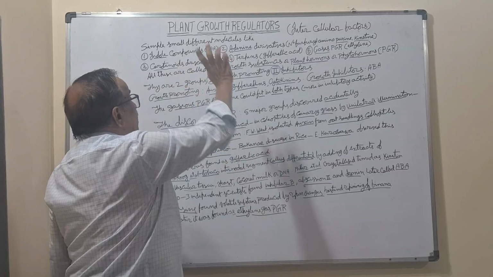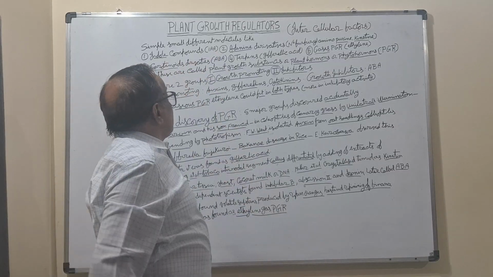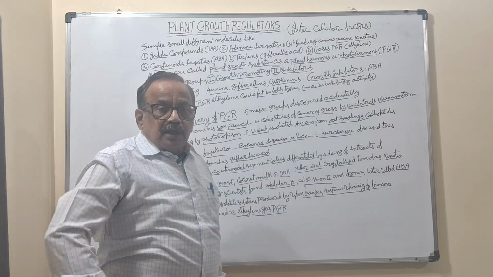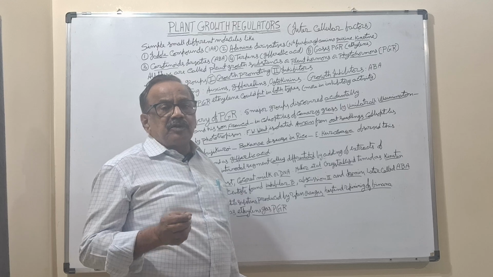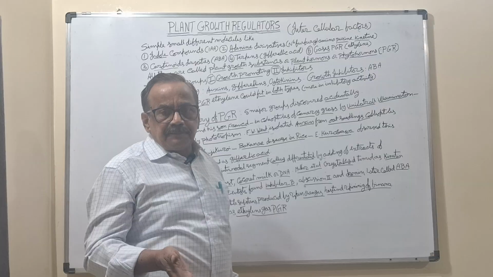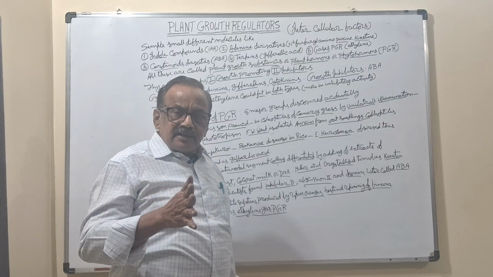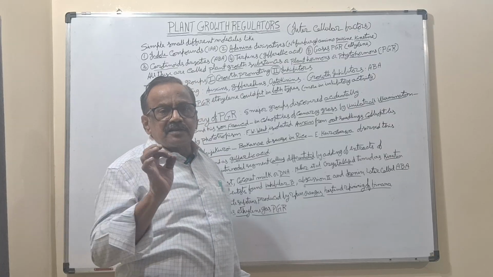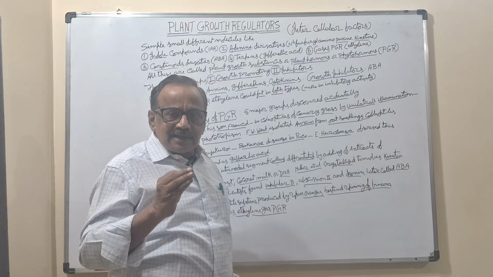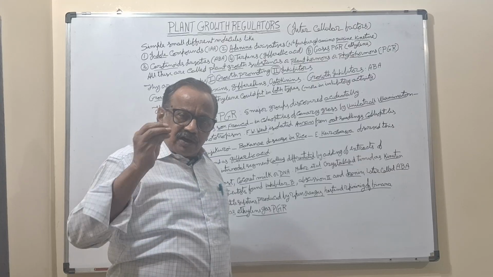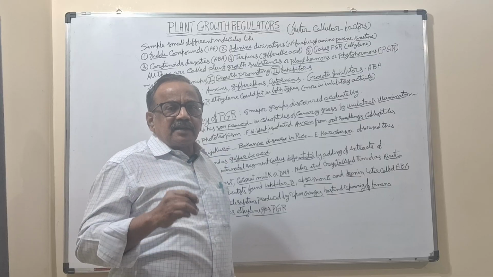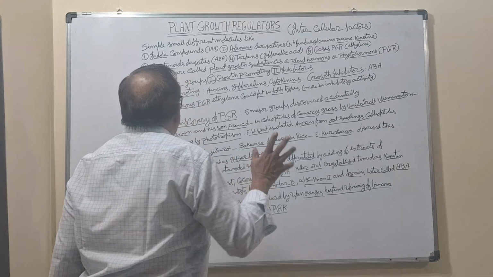So plant growth regulators are simple, small, different chemical molecules. Why simple molecules? Only simple molecules can diffuse from cell to cell, or pass through the plasmodesmata. They are produced by the plant itself, in small amounts, but they are very useful for plant growth and development. What are they?